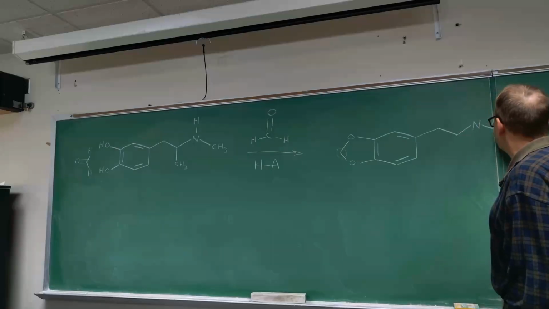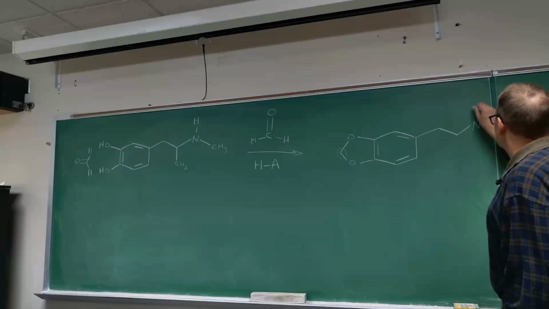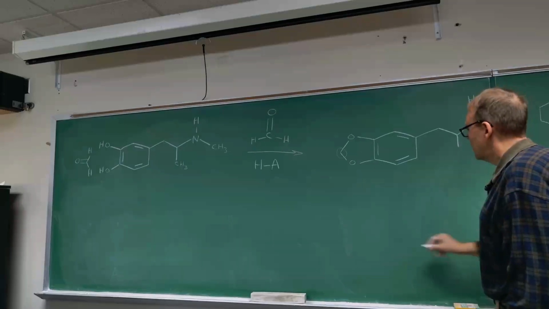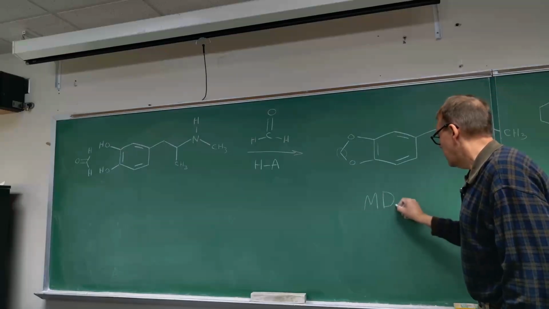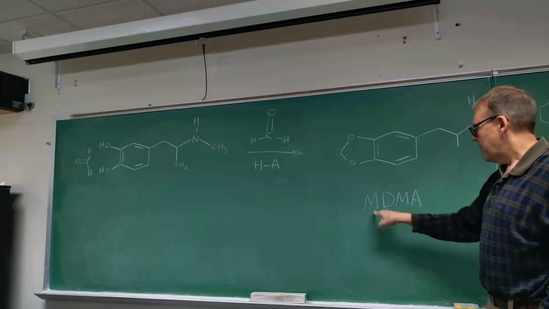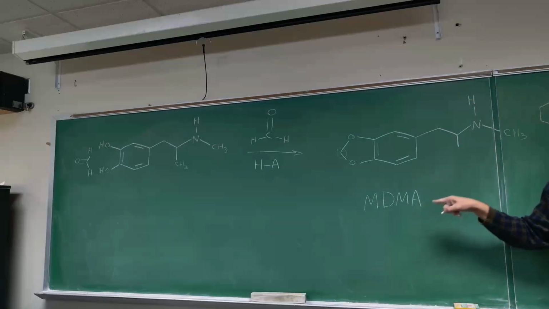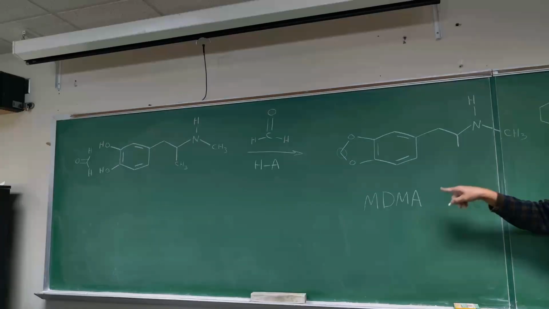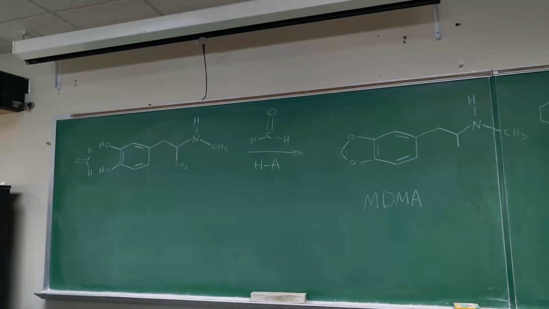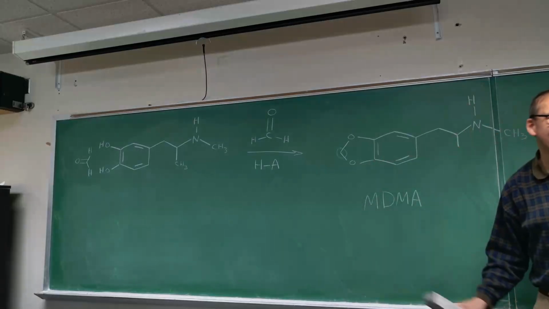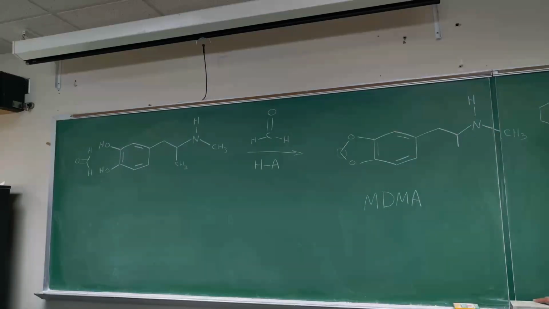And the rest of the molecule just comes along. This is MDMA, methylene dioxymethamphetamine. That's commonly known as ecstasy. It's an illegal drug, basically. Club drug, rave drug, I guess. That's what the internet says. So anyway, it fundamentally changes the nature of the molecule. It covers up the two OH groups and converts it into an acetal.